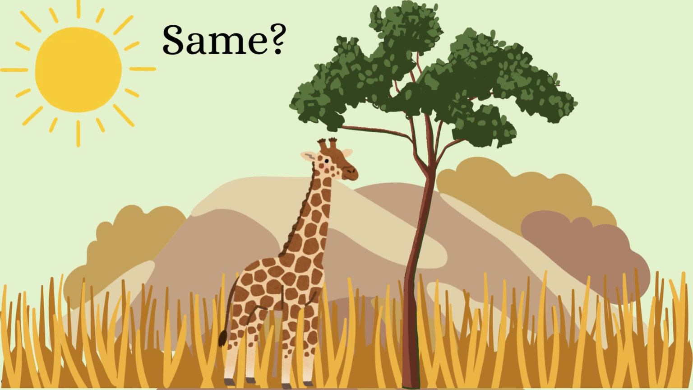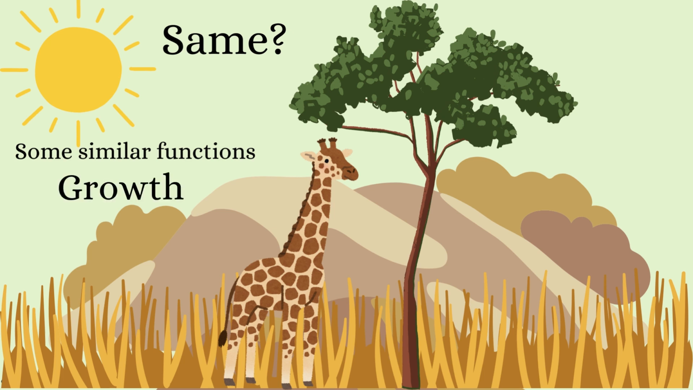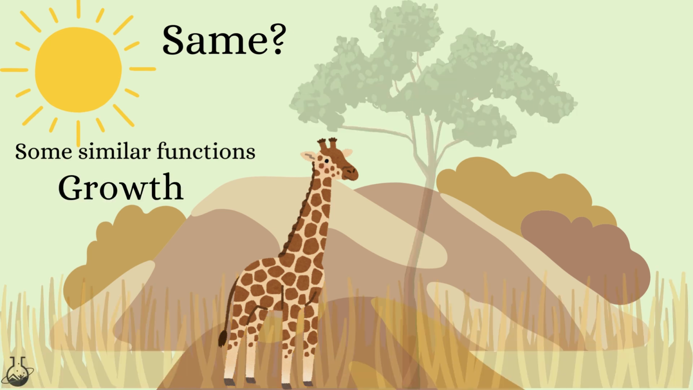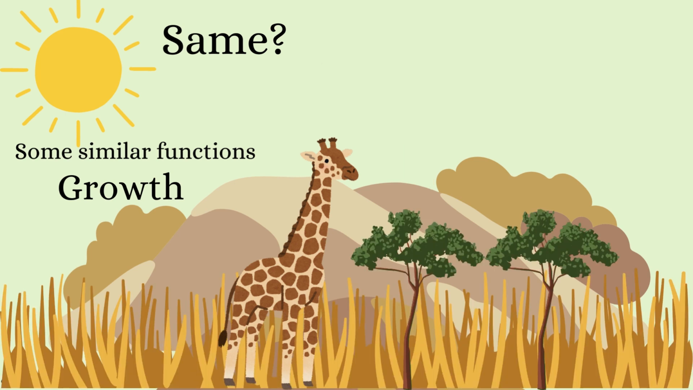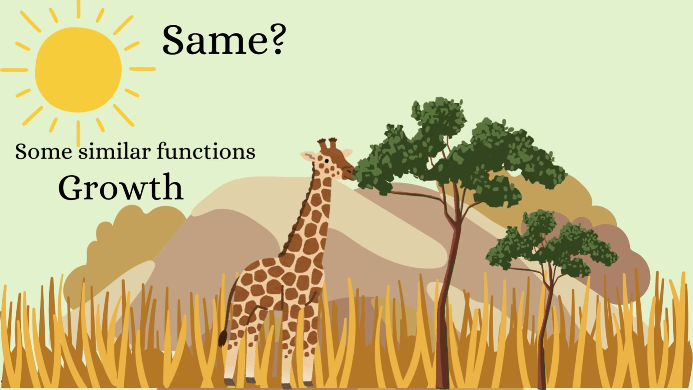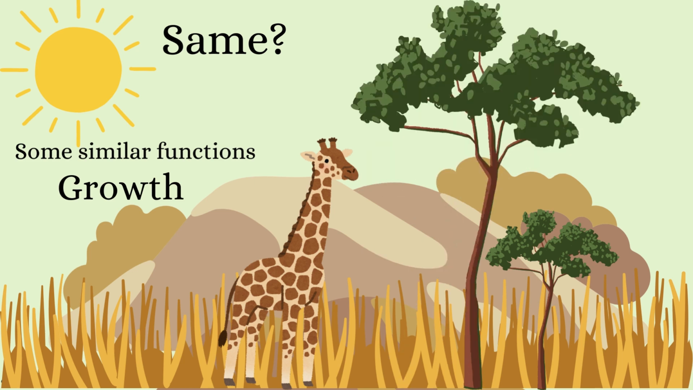Well, both animals and plants do have some similarities. For example, they may have some similar functions, like growth. A giraffe needs to grow so that it can be healthy enough to adapt to a changing environment and successfully reproduce. A tree needs to grow so that it can outcompete other trees for sunlight. But they're not completely the same.